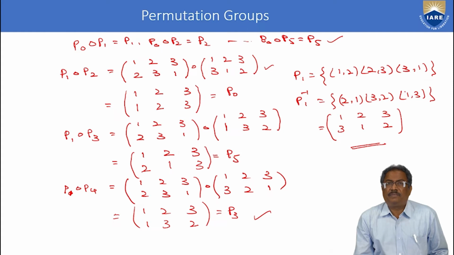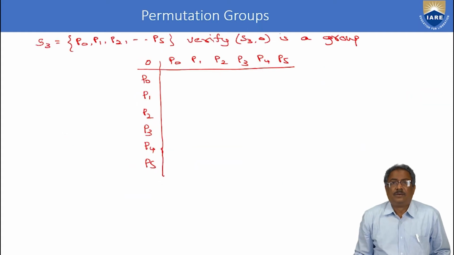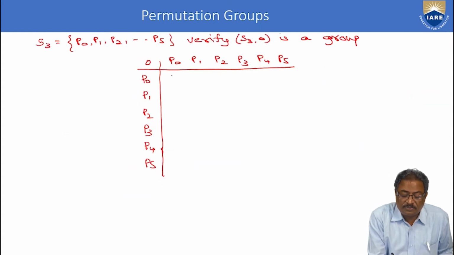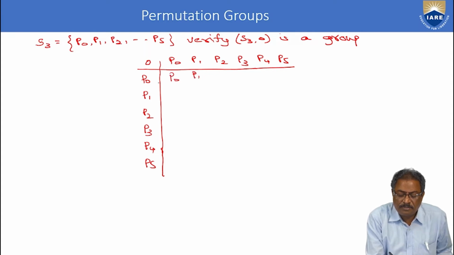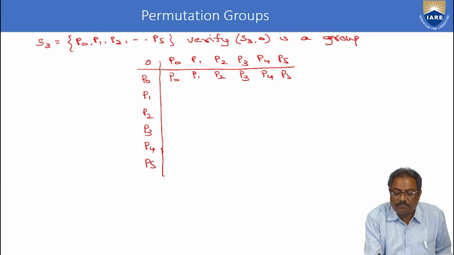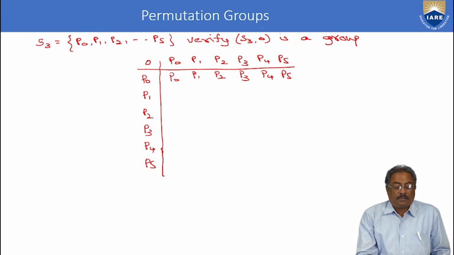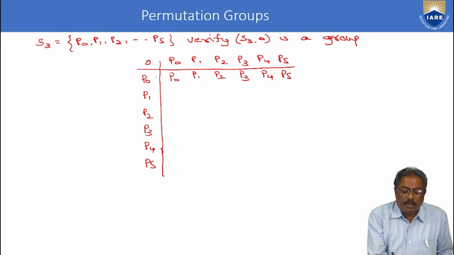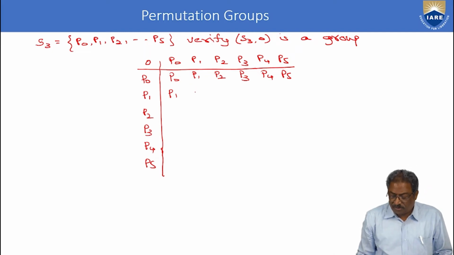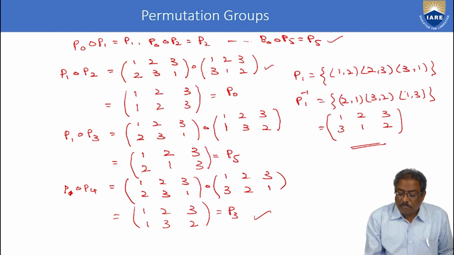If you multiply the identity function with any other function, we get the function itself. So P0 circle P1 is P1, P0 circle P2 is P2, and likewise P0 circle P3, P4 and P5. Now P1 with P0 is nothing but P1. In the same way, we have to multiply P1 and P1.